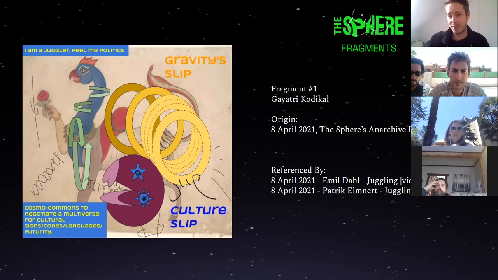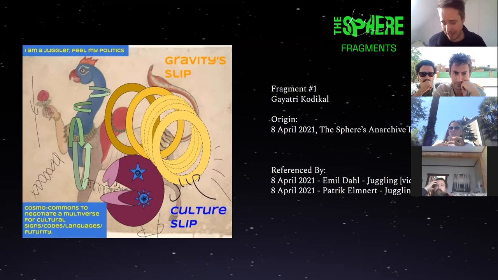She writes, Cosmo Commons to negotiate a multiverse for cultural sign codes, languages, futurity. It says on the top, I am a juggler, feel my politics. That's the beauty here: if you attended the lab, there is a bit of an insight, because Jay Gilligan, the co-host of that lab, talked about how he introduced himself as a juggler. Speaking from the space of juggling is his politics.